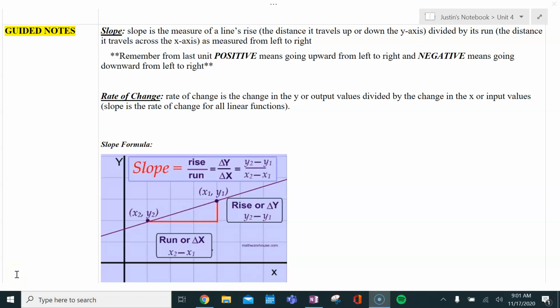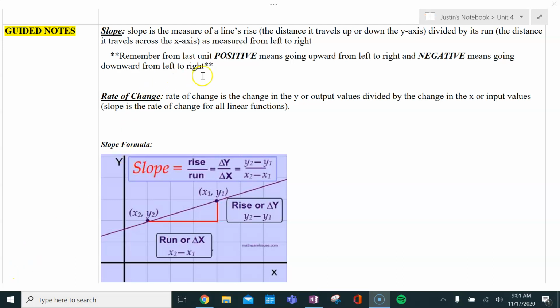Hello everybody. Today we're going to be talking about slope and rate of change. Slope is the measure of a line's rise, the distance it travels up or down the y-axis, divided by its run, which is the distance it travels across the x-axis. And it's measured from left to right.